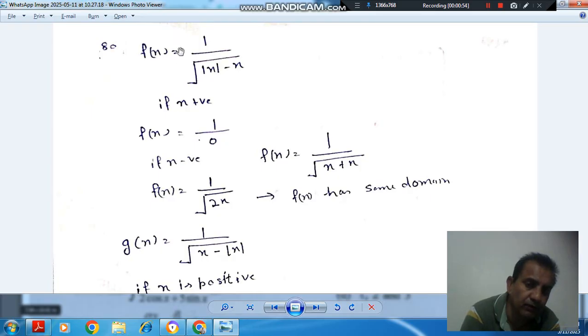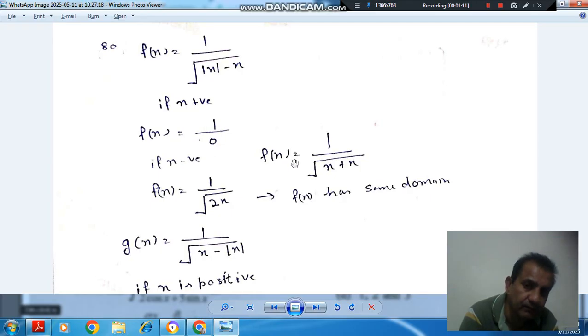So here, first of all, taking f(x) as 1 by root of modulus x minus x. If x is positive, then this will be x and this is x, so x minus x is 0, so it will be 1 by 0. So it means when x is positive, it will have no domain.